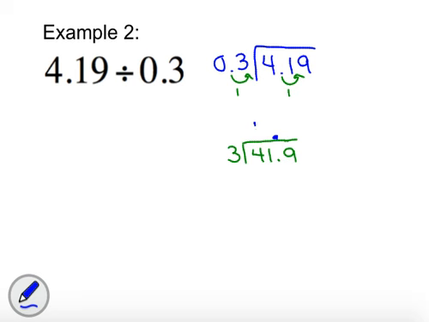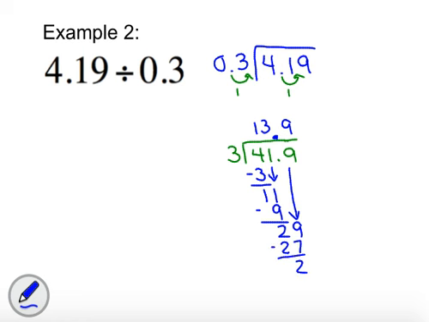3 goes into 4 once, that's 3. Subtract, I get 1. That's low enough that I can bring down the next number. 3 into 11, that's going to go 3 times, which is 9. I subtract and get 2. That's low enough again, so I'm going to bring down my next digit. 3 into 29, well, 3 times 10 would be 30, so it's got to be very close to that. It should be 9. 9 times 3 is 27. I subtract and get 2.